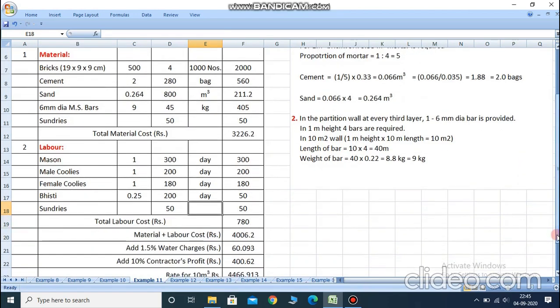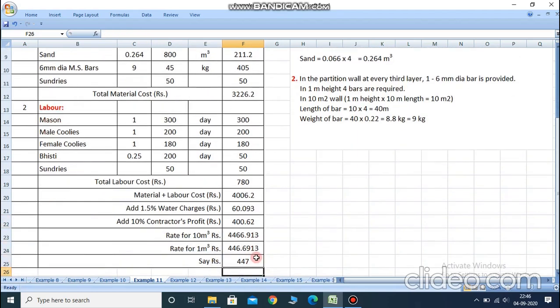Now the summation of the material cost, which means 3226.2, plus 780 as the labor cost, we got the final answer of 4006 rupees 0.2 paisa. Now here we require water, so we include water charges of 1.5%. So 4006.2 multiplied by 1.5% as water charges, we got the answer 60.093, and 10% contractor profit.